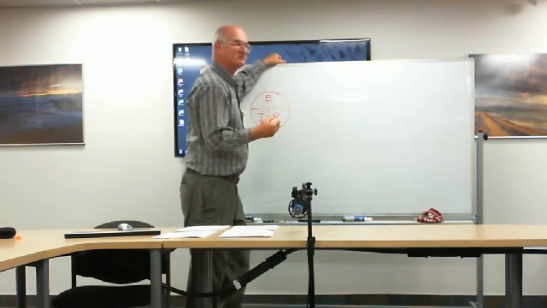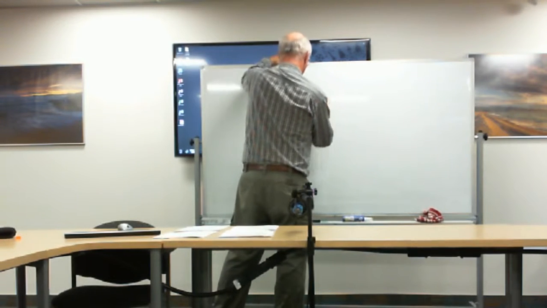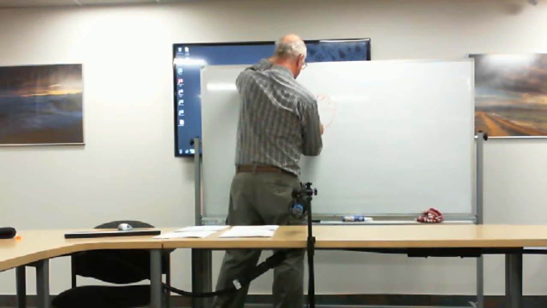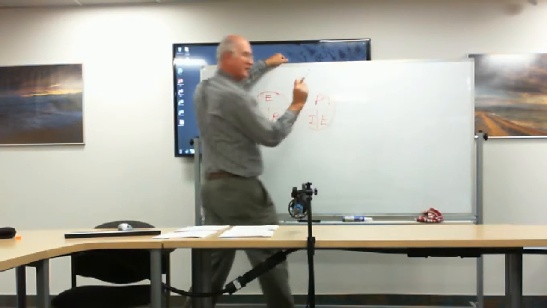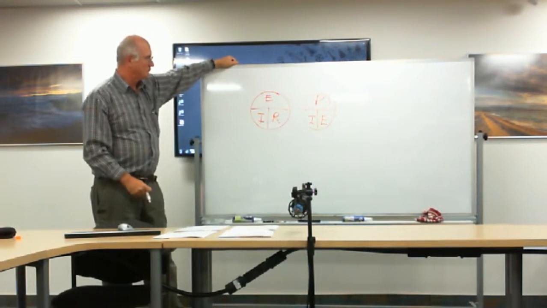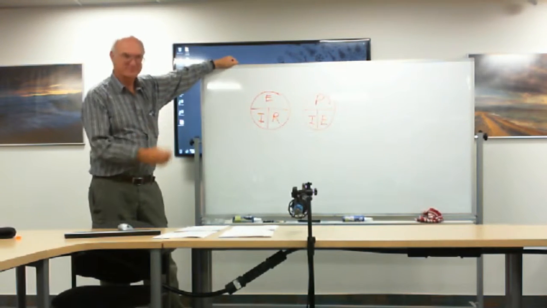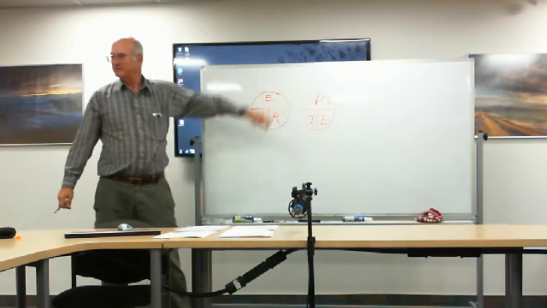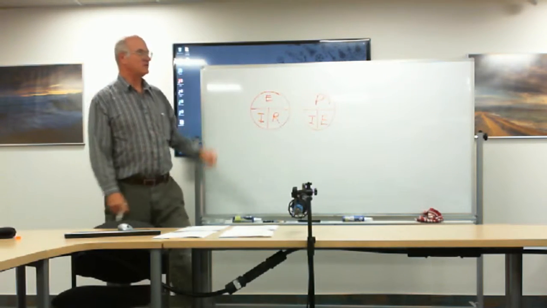There are two more. P-I-E, pie: power equals current times voltage. Just cover whatever you want to find. Last one, per.